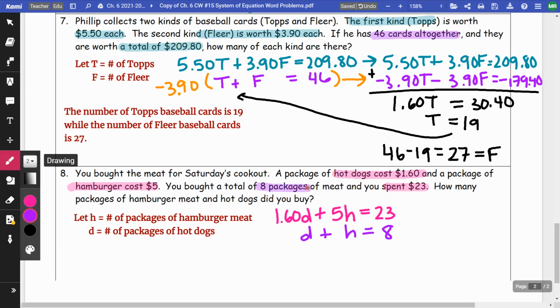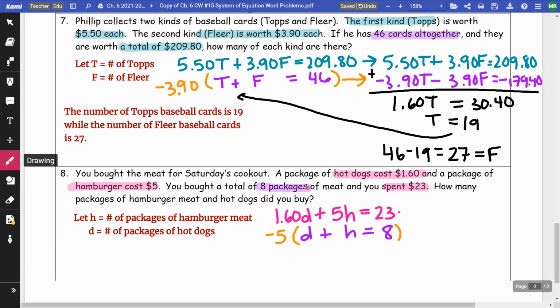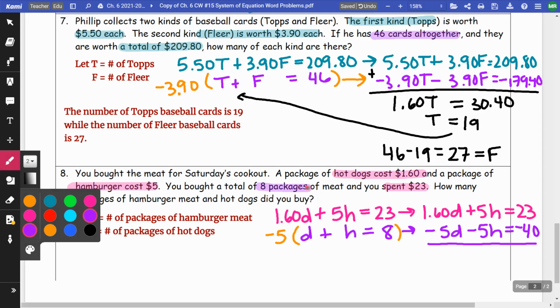I think in this case, I would rather not have to deal with a decimal. So I'm going to multiply the bottom equation by a -5, even though maybe $1.60 is smaller. So this is going to stay 1.60D plus 5H is equal to 23. The second equation is now -5D minus 5H is equal to -40. We add those two equations together.